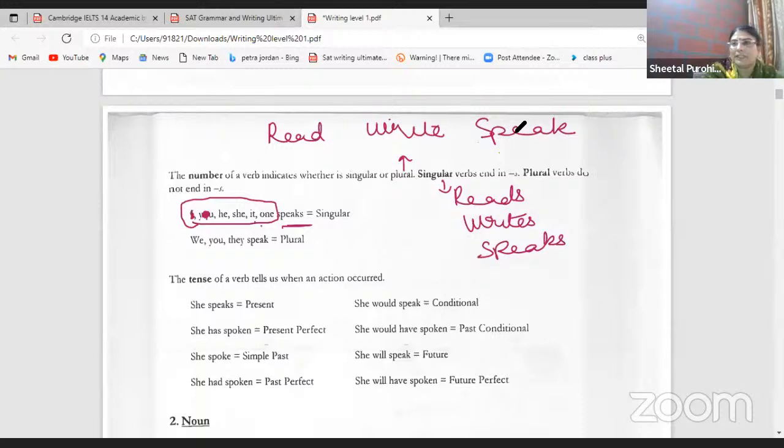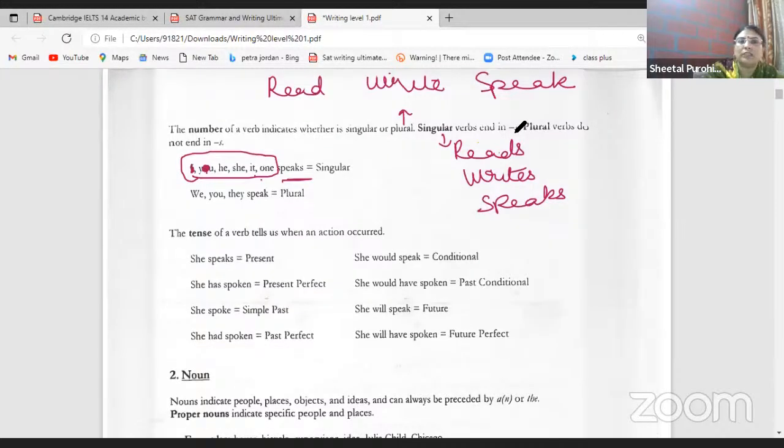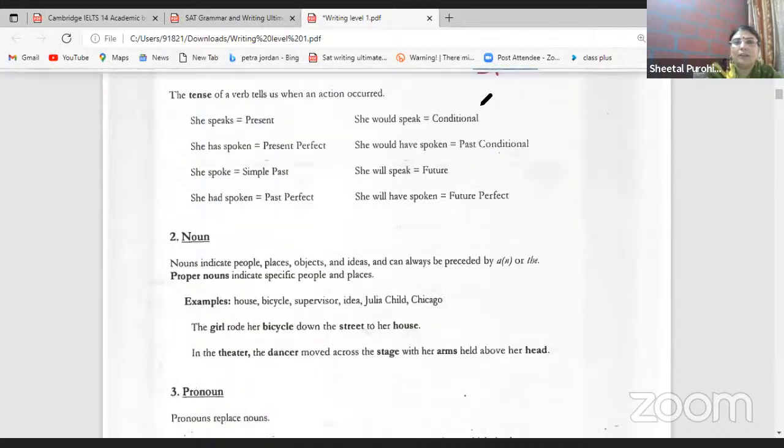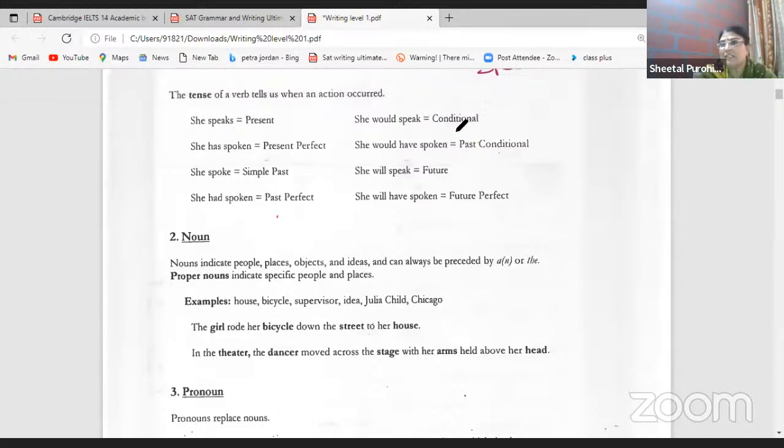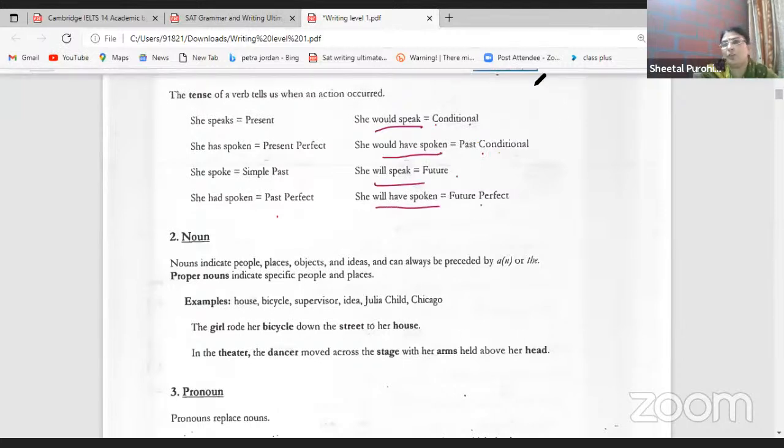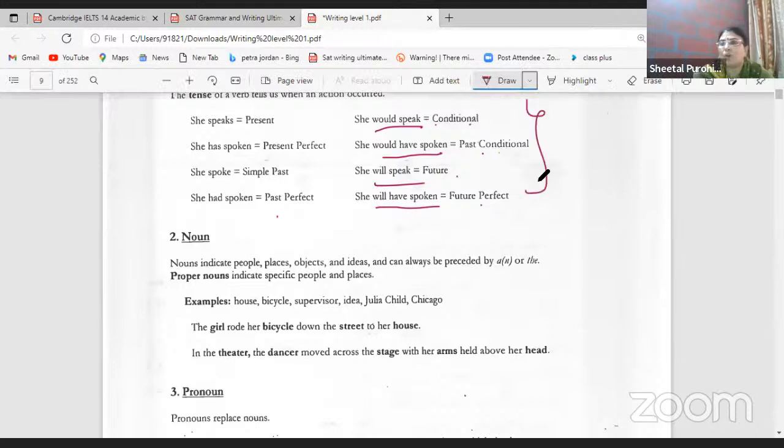Now the different types of tenses which come across for you is like she speaks. It's a present tense, right? She has spoken is the present perfect tense. Simple past will be she spoke. She had spoken is the past perfect. Whereas there are some conditional sentences also. In conditional sentences, it will be he would, she would speak. Would speak is conditional. Would have spoken is the past conditional. Will speak is the future tense. Will have spoken is the future perfect. These are the major tenses on which the questions are asked on any of the aptitude tests. You can write this part down quickly.